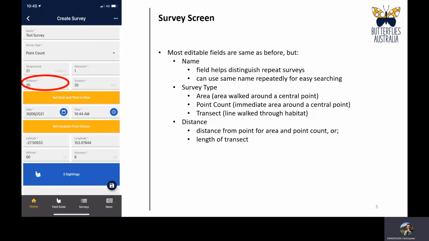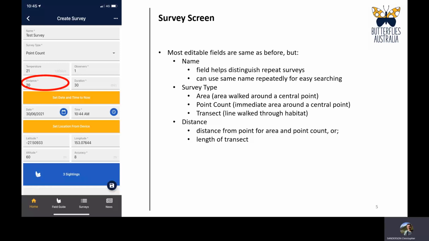So distance is a one-size-fits-all field. For an area or point count, distance is the diameter of the area. So let's say you want to survey a hectare, which is 100 meters by 100 meters. You would put distance as 100 meters. It's actually slightly off from that because we generally assume you're doing a circle rather than a square.